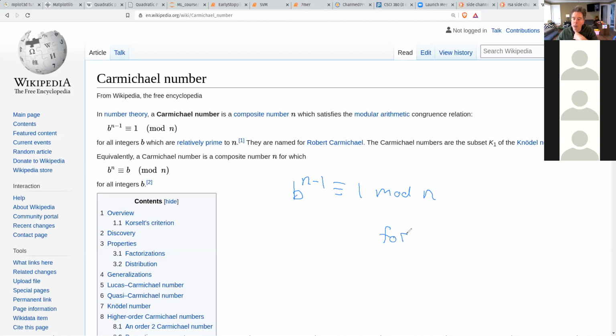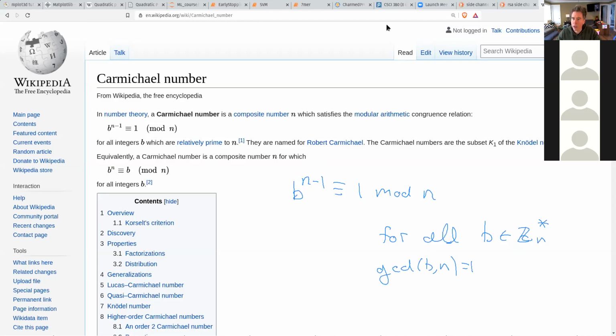Not for every b, but for all b in Zn star. So in other words, the GCD of b and n has to be equal to 1. But remember, for a lot of numbers, Zn star is almost as big as n. So if you get unlucky and you have one of these very rare numbers called a Carmichael number, and you try to use the Fermat test, it could fool you.